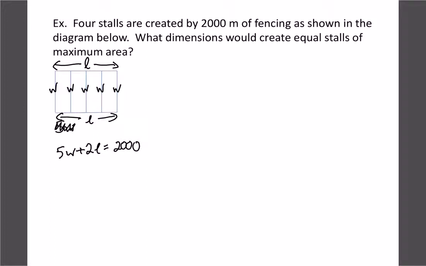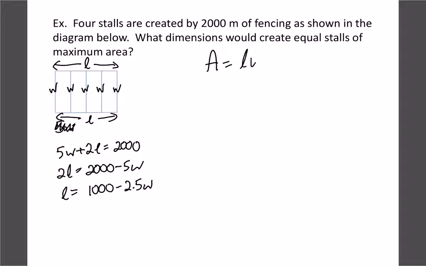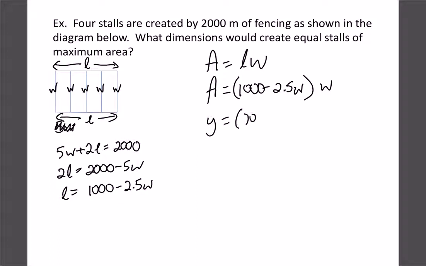So once again, let's solve it for L. So we'd have 2,000 minus 5W. We can divide by 2, so we get 1,000 minus 2.5W. So that's our length. So now our area formula, length times width. So we're going to have 1,000 minus 2.5W as our length times our width, and we're good. So in our equation, you want to graph 1,000 minus 2.5x times x. So put that in on your calculator.